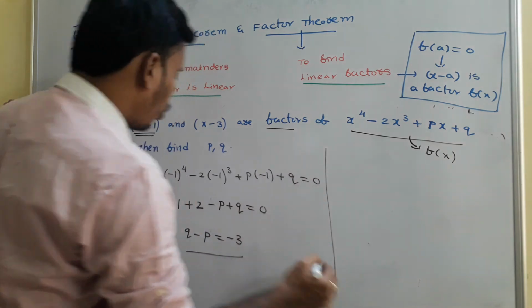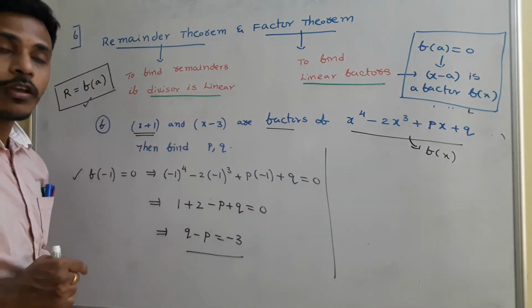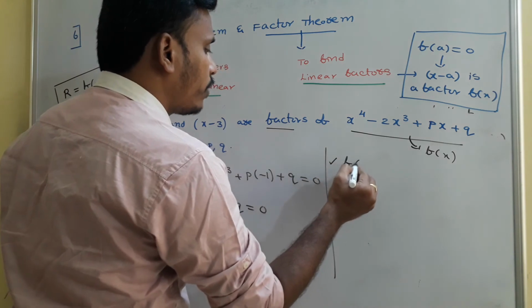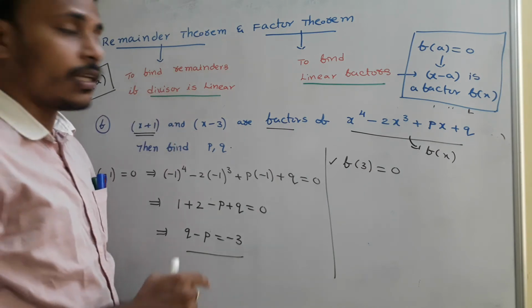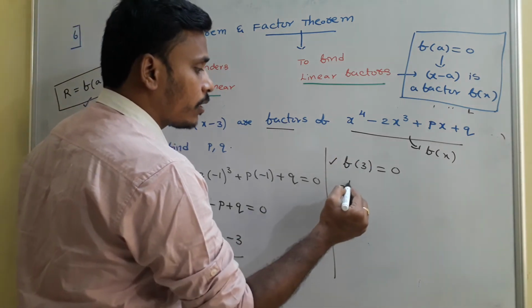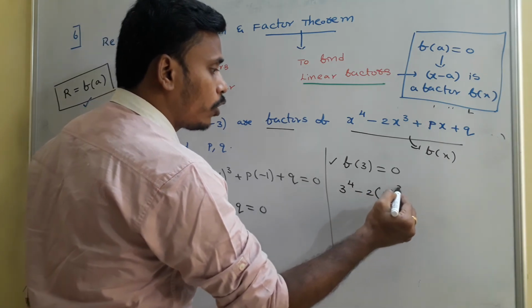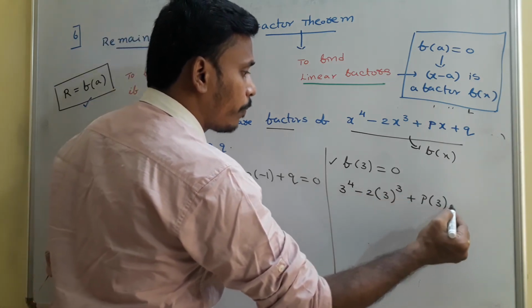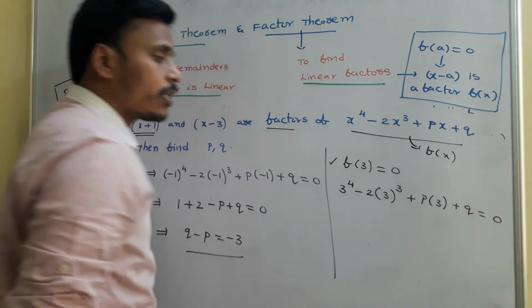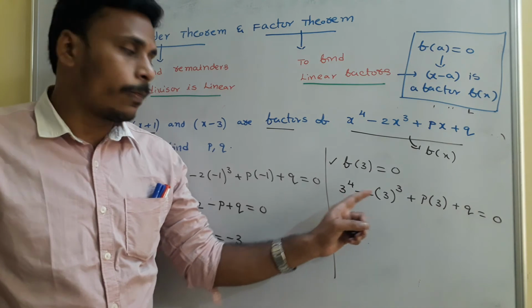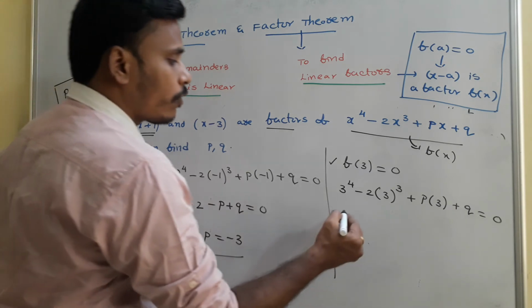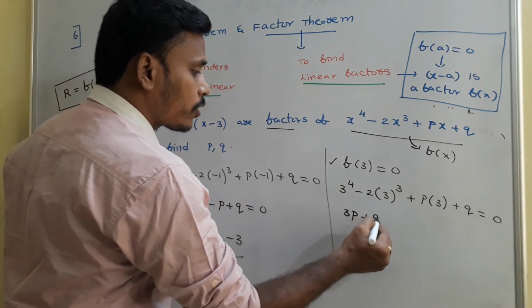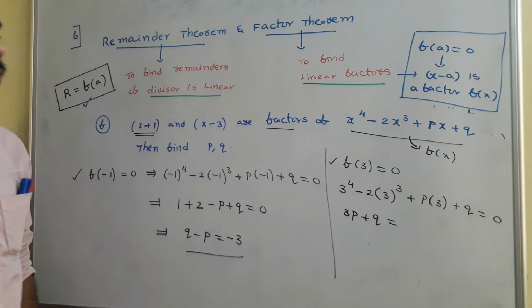Okay? And not only x plus 1, x minus 3 is also a factor. Again, from the factor theorem we are clear that f(3) equals 0, because x minus 3 is a factor. So replacing x with 3, 3 to the power 4 minus 2 into 3 cube plus p into 3 plus q equals 0. Just try to simplify. 3 to the power 4 is 81, 3 cube is 27, 27 into 2 is 54. So 81 minus 54 we need to simplify.